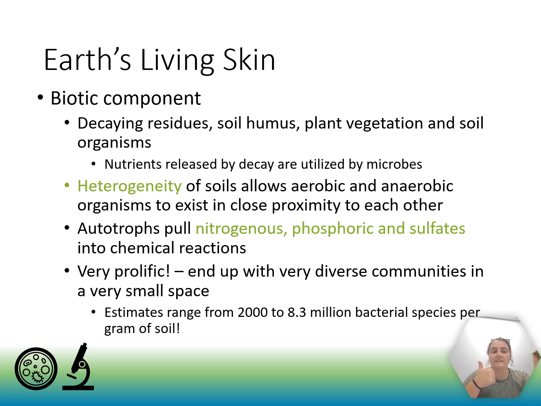The last component related to the biotic component is that they're very prolific organisms. So we end up with very diverse communities in a very small space. You've heard me say in class already that if you pick up a soil sample, you get a lot of microorganisms. Well, here's finally the number that you've been waiting for. The estimate range is 2,000 to 8.3 million different species per gram of soil. A gram is the size of a paperclip. It's very, very diverse, and that's really important.